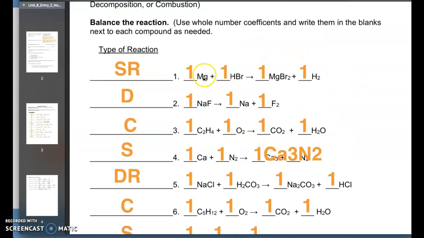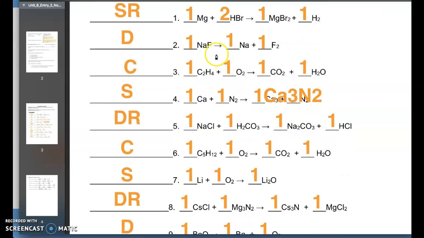Okay, so first one, remember, we'll just start basically with one. You have to have a minimum of one for everything. I'm just going to find an element that's not the same on both sides. So this side has one magnesium. I have one magnesium, so that's fine. I have two Brs. Over here I have one Br, so that means I got to double it. 2 times 1 gives me 2. That gives me 2 H's. Over here I have 2 H's. I'm done.